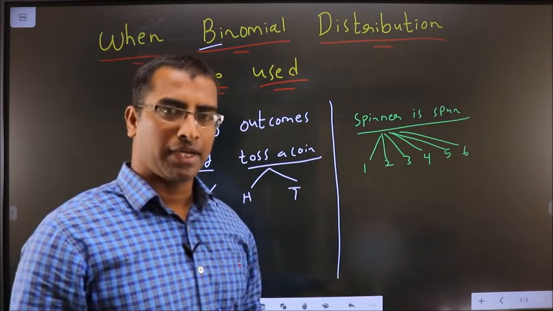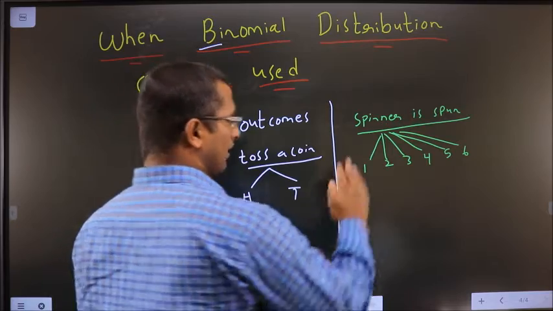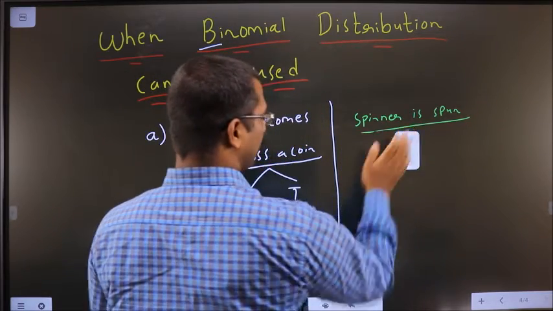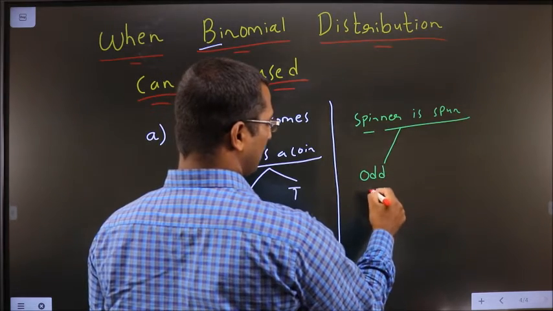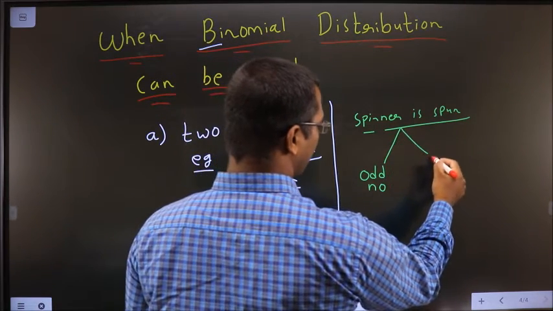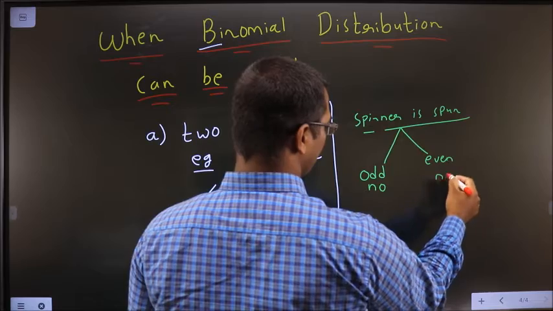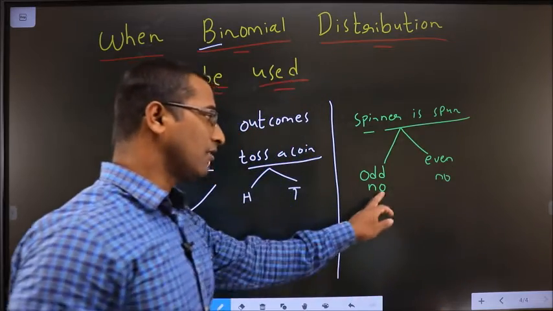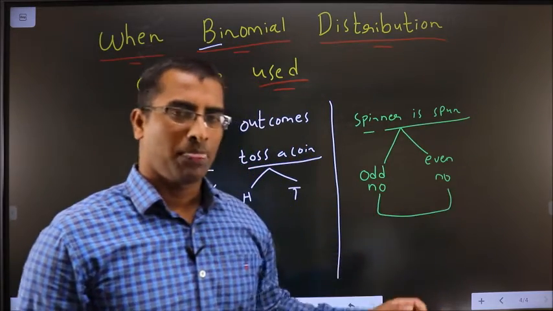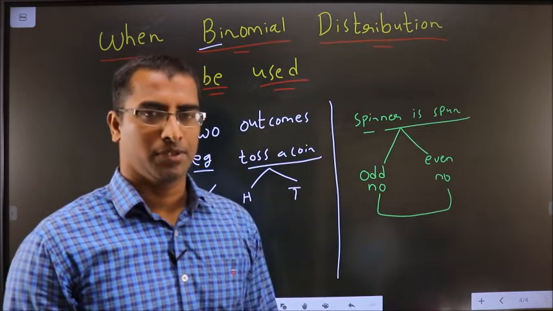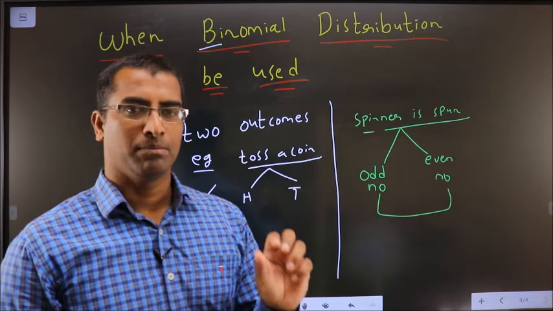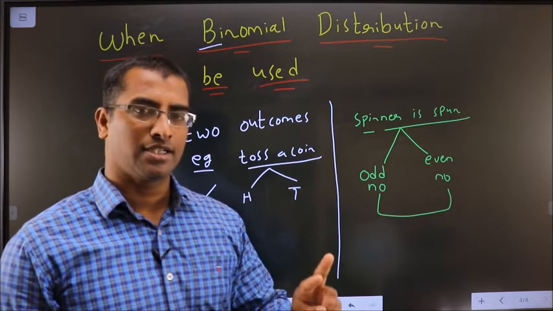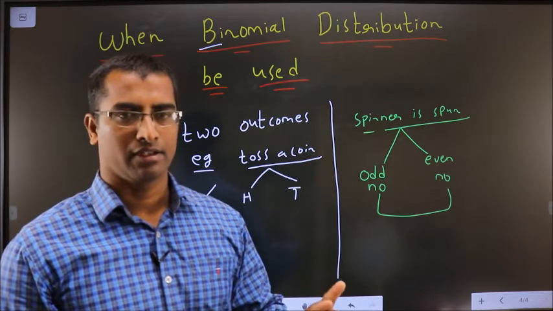When can we apply binomial? Remove these 6 outcomes and generalize them to be odd number or even number. Now the outcomes are only 2, and now I can apply binomial distribution to that. Clear? First condition: in binomial, only 2 results have to be possible.